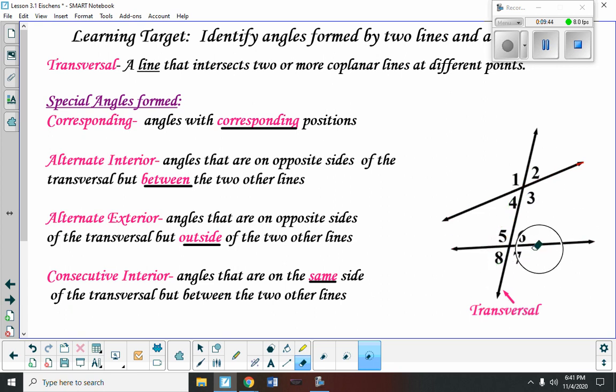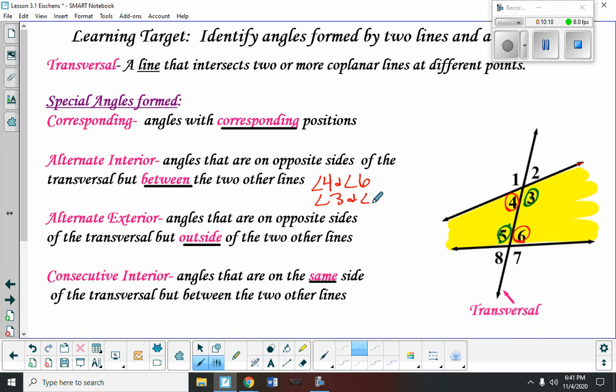Now, we're going to talk about alternate interior. First of all, lightly shade between the two lines. When we have problems like this, we refer to the area between the two lines as the interior, and alternate interior would be angles that are in alternate corners. So angle 5 and angle 3, they're on alternate sides in the opposite corners. And then angle 4 and angle 6. Let's write that down: angle 4 and angle 6, angle 3 and angle 5. Those are alternate interior.